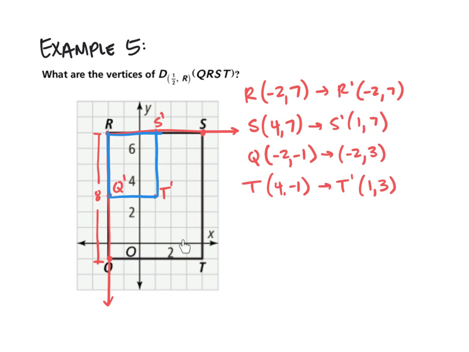And we can also kind of look, just to show you another way we could have found the location of T prime. To get from R to T, I had to go over 6 and down 8. Well, if I only go half those distances, I would go over 3 and down 4, and you can see we're going to end up right there where we put T prime.